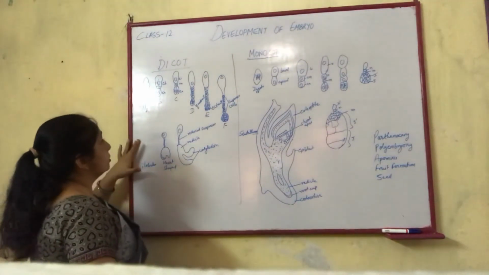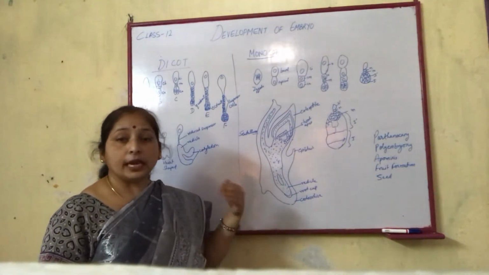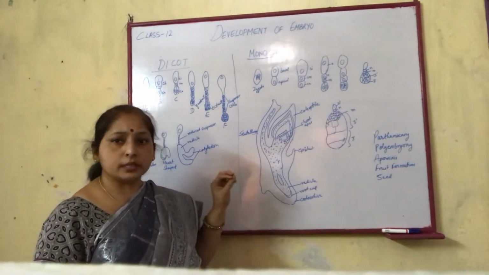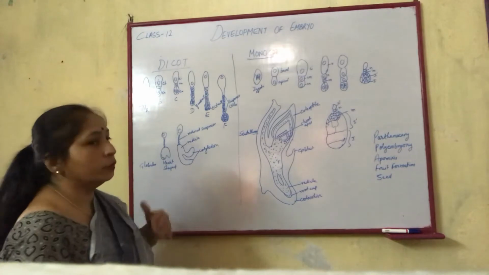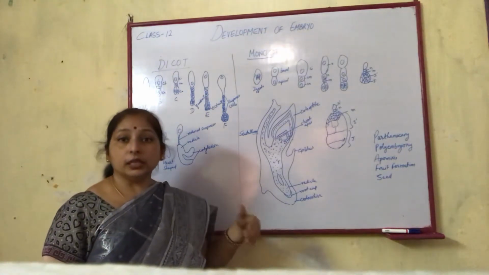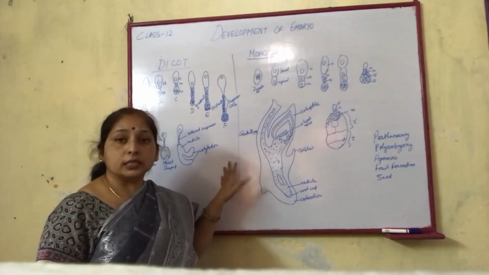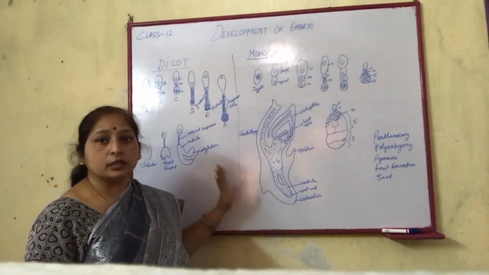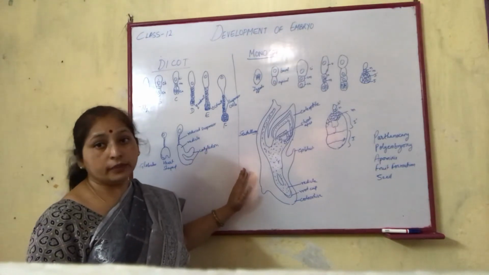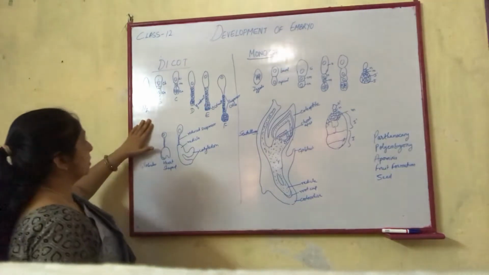In dicot, as you can see, the diagram appears complicated, but actually the process is very simple and easy. To learn the process, just repeat what I am saying once or twice and you can easily understand the development of dicot or monocot embryo. Let's start with dicot.